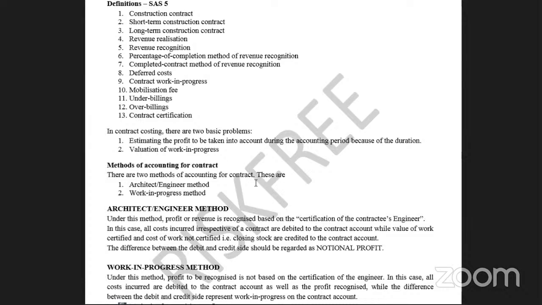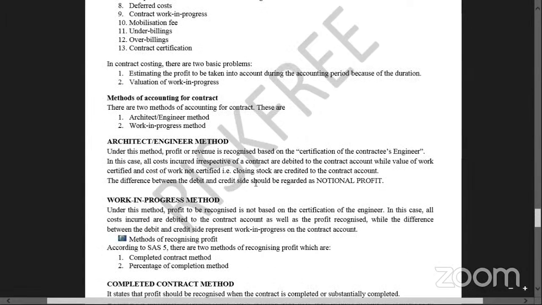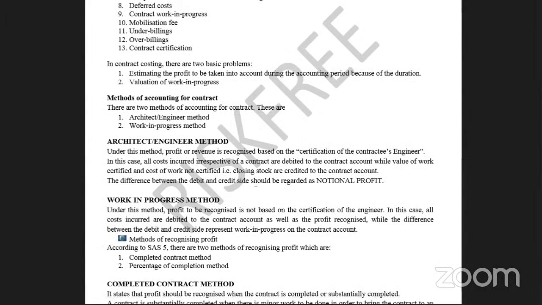Now, in contract costing that we have, there are two basic problems that we always have. The problem is estimating the profit to be taken into the account during the accounting period because of the duration, and valuation of work in progress. Of all these that we have, I want you to be very careful that whatever method you are using, whatever problem you are facing, you must make sure that you use the right approach to know which value is giving you problem, and you must be able to estimate it accordingly.